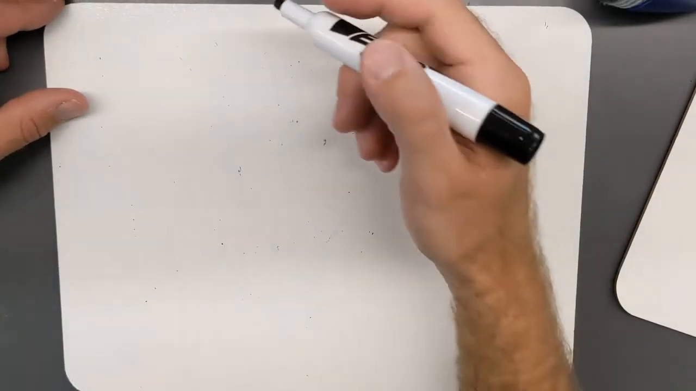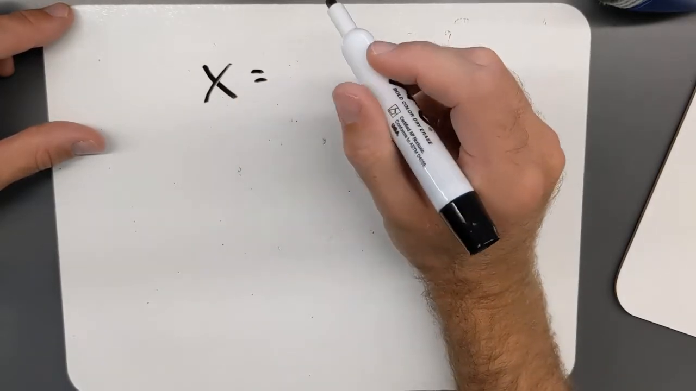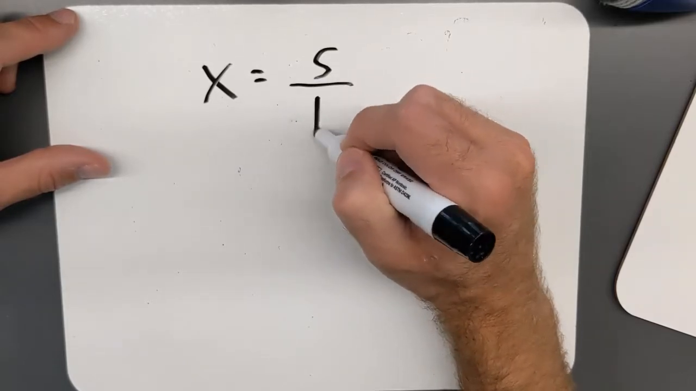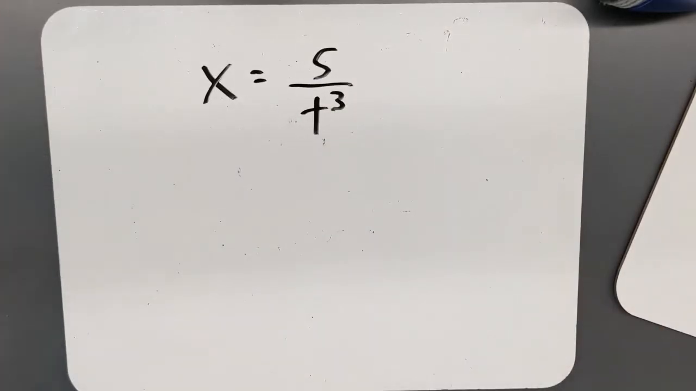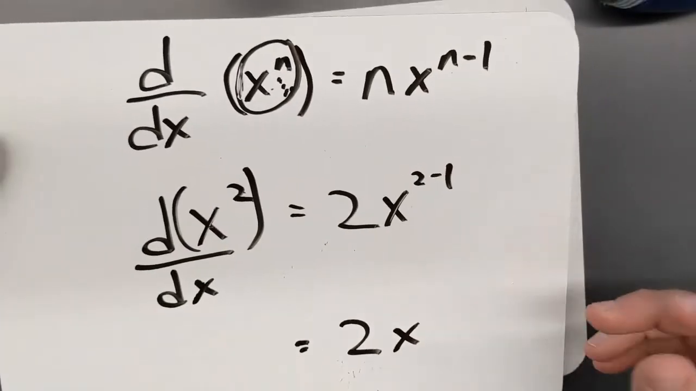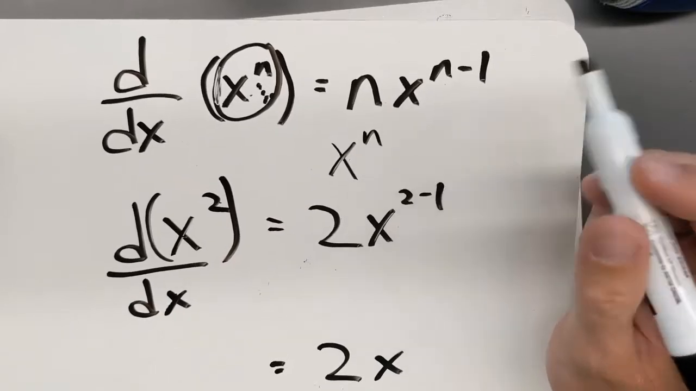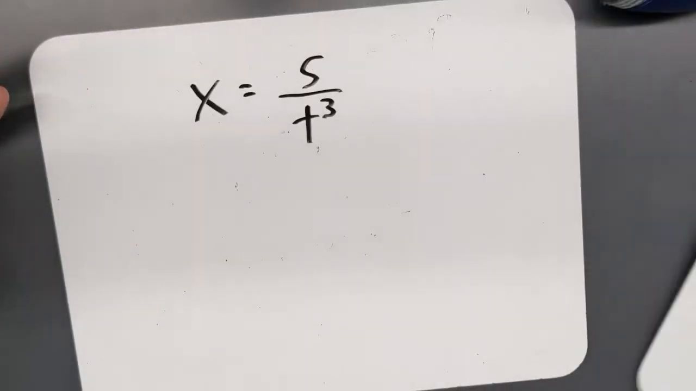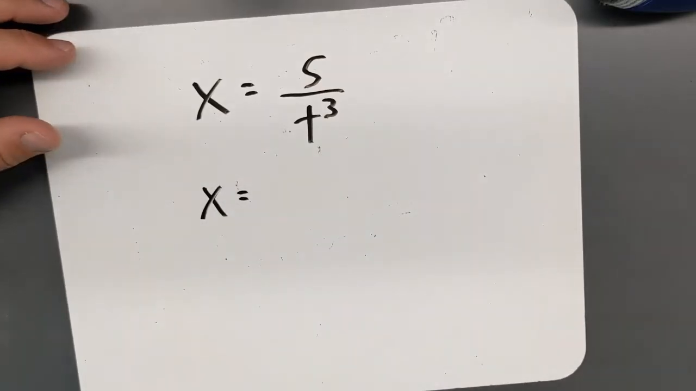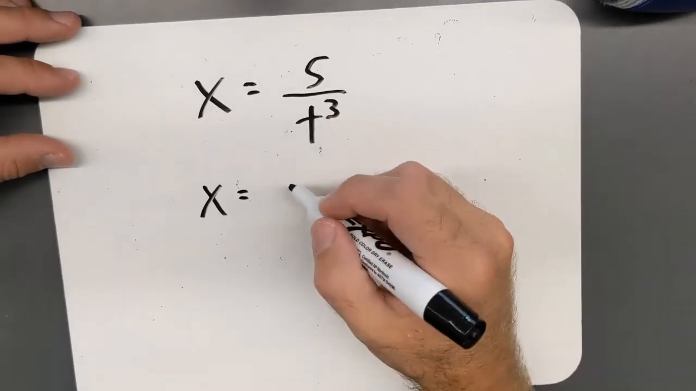Now, if you have another problem where, let's set up, kind of in terms of physics, x is equal to, let's say, 5 over t cubed. Well, we can't differentiate this because it's not in this form. It's not in the x to the n form. But we can put it in that form if we rewrite it. So we're never going to do any calculus with fractions. We're always going to put it in the forms we need.